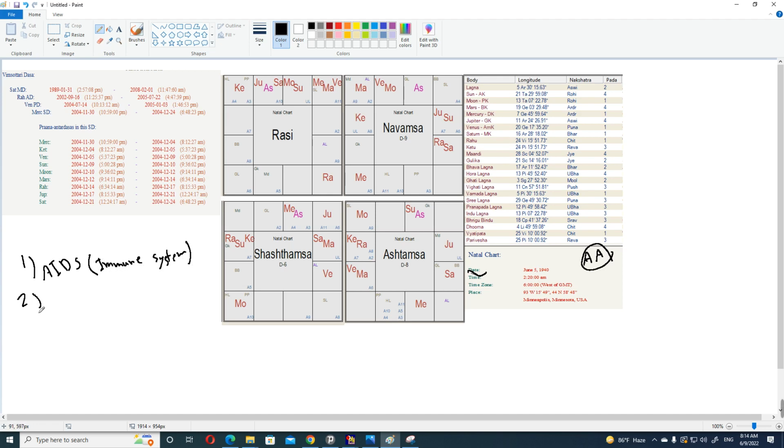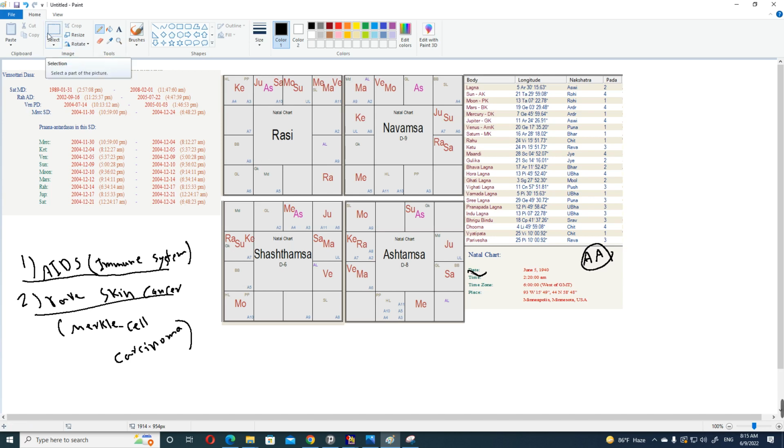And the second disease was a rare skin cancer, Merkel cell carcinoma. This is a rare skin cancer, and we are going to look at this chart from these two viewpoints, AIDS and rare skin cancer, and to see how it is in the potential of the chart and how these are triggered during the dynamic time periods.